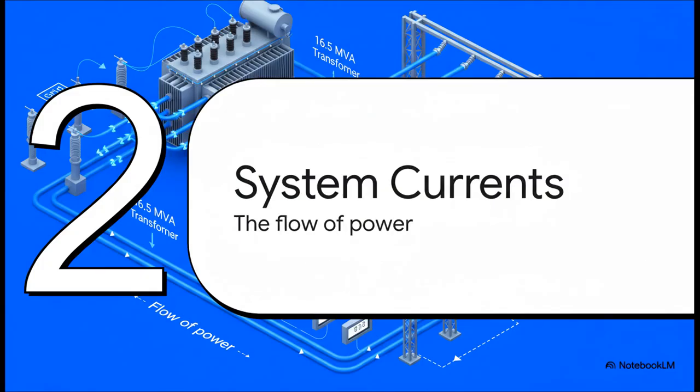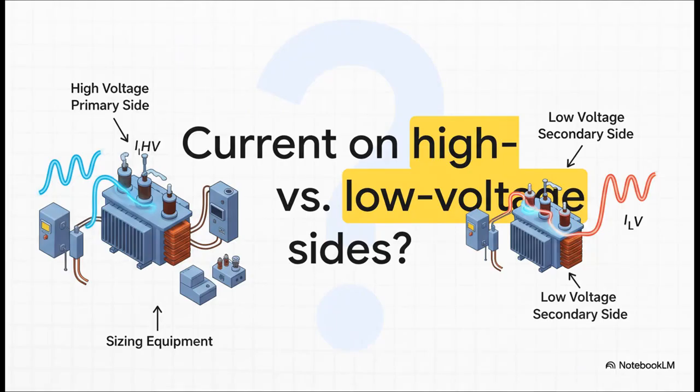All right, Section 2. Now that we've nailed down our transformer size, that 16.5 MVA, we can move on to the next logical step. Calculating the system currents. We need to know exactly how much current is going to be flowing through this thing when it's just doing its job, day in and day out. And this right here is the critical question for an engineer.